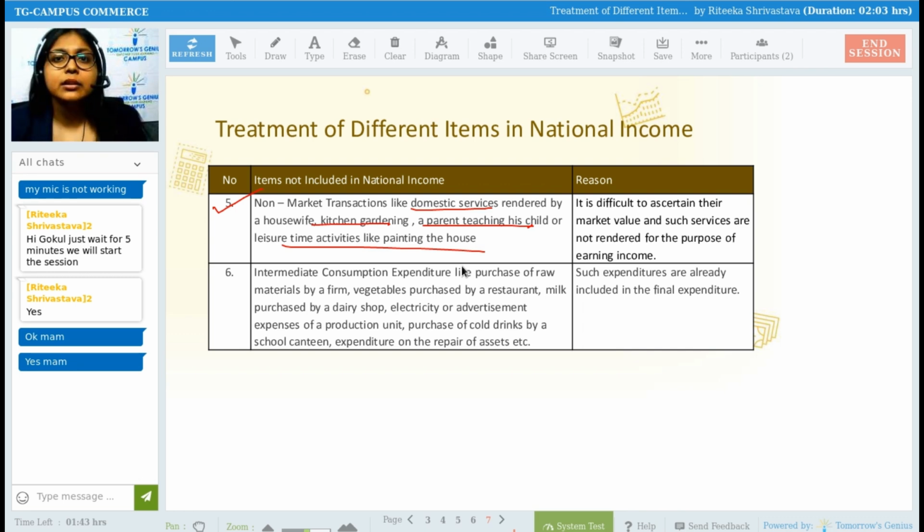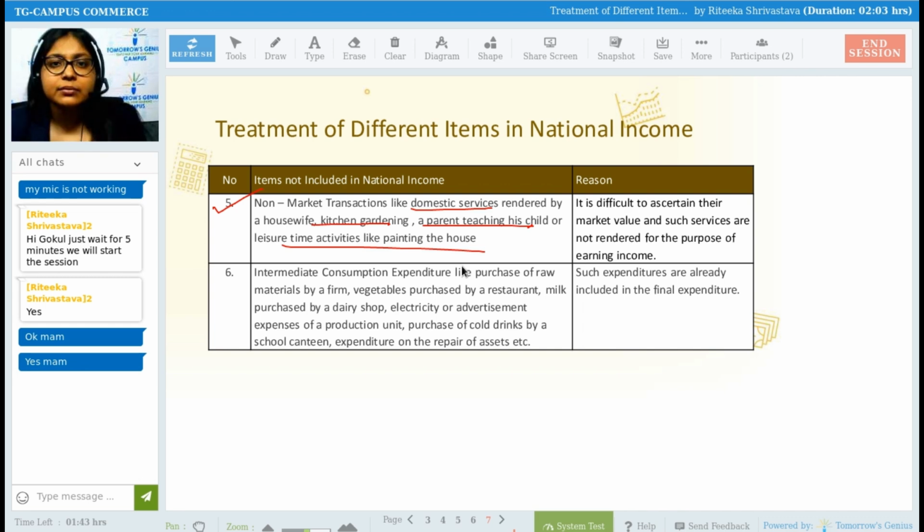suppose our father is a doctor, I fell ill, so my father treats me. Of course my father is not going to charge any kind of money from me. So that means it's free of cost. I have taken the treatment for free of cost. I have taken the services for free of cost.